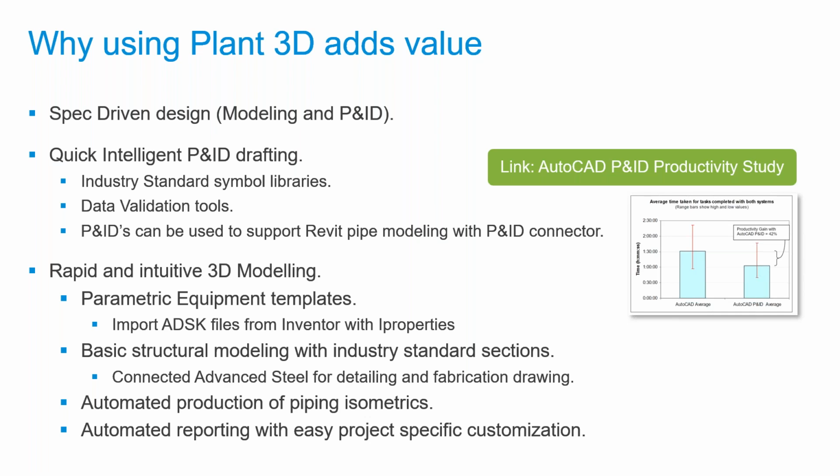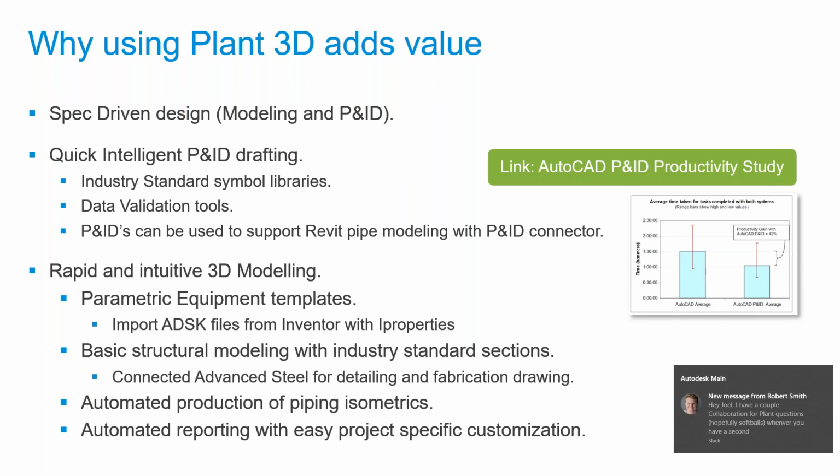So this is first, and then you have to know that in P&ID you have all these libraries of standards and symbols. You have tools to get all your diagrams compliant with the data validation tool. You can also use, as we saw before, the P&ID modeler to connect your P&ID to a Revit project.